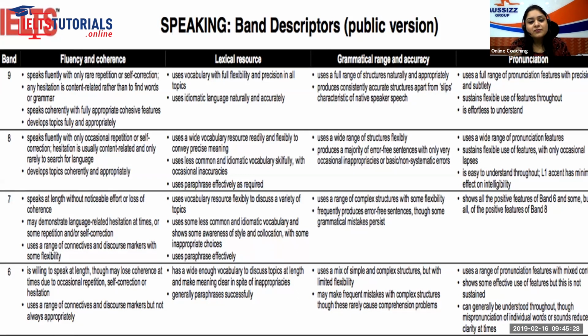Let's discuss what the basic difference is between 6, 7, 8, and 9. But before that, you should understand that overall we have 100% for our assessment. This 100% is divided into 4 particular sections. Number 1, fluency and coherence. Number 2, lexical resource. Number 3, grammatical range and accuracy. Number 4, pronunciation. 25% of the band score is distributed to each of these 4 sections.